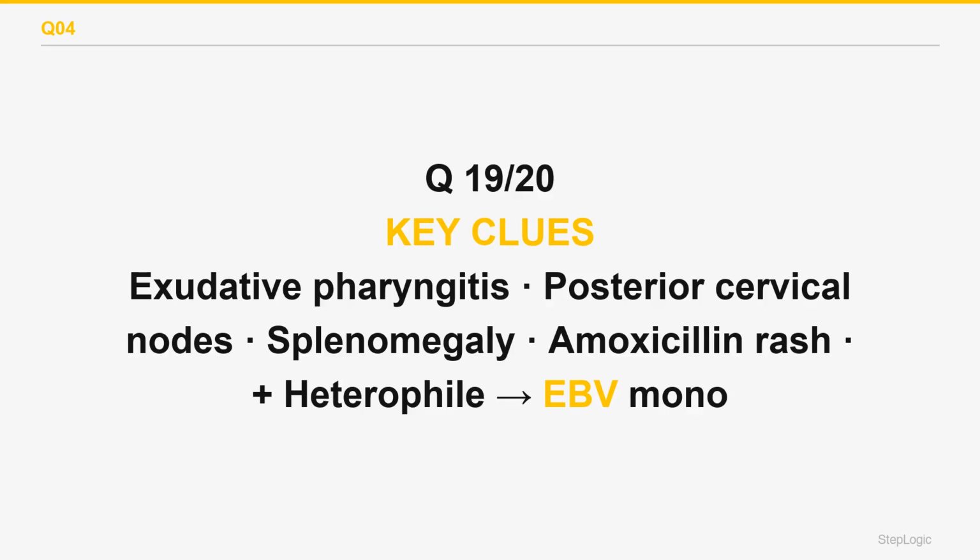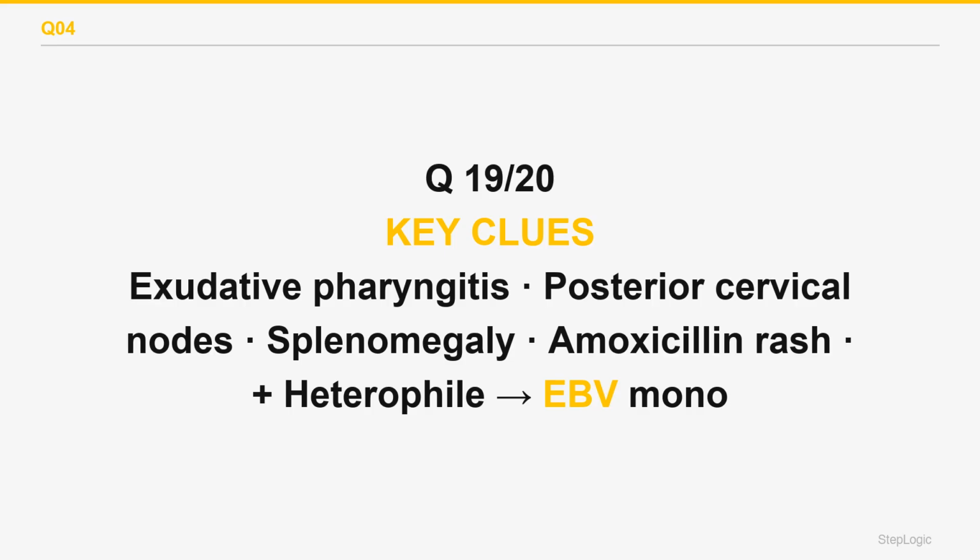Epstein-Barr virus infects B lymphocytes by binding CD21, but the atypical lymphocytes, the large reactive Downey cells seen on the smear, are not the infected B cells. They are reactive CD8 plus cytotoxic T cells responding to and attacking the EBV infected B cells. This is a key, frequently tested distinction. The virus is in the B cells, but the dramatic lymphocytosis is from the T cell immune response.